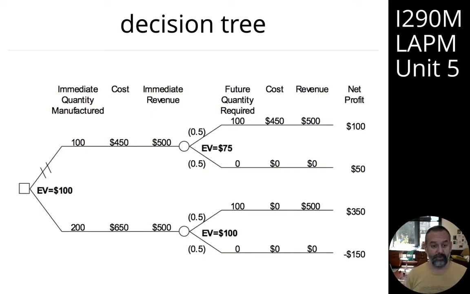And then either we get another order, in which case no additional cost, but an additional revenue of $500K, making a net profit of $350K, or we don't get the additional order, in which case no cost, but also no revenue, leading to a net loss of $150K. And the expected value for that is $350K times 0.5 plus minus $150K times 0.5, giving us an expected value of $100K. So despite the fact that it might seem more risky to manufacture all 200,000 boards, actually the expected value is higher, and that is our preferred option.